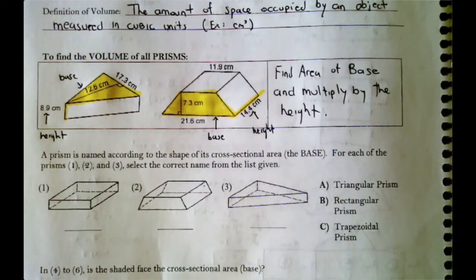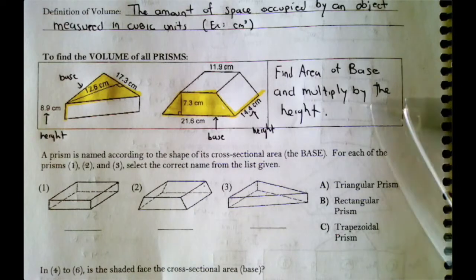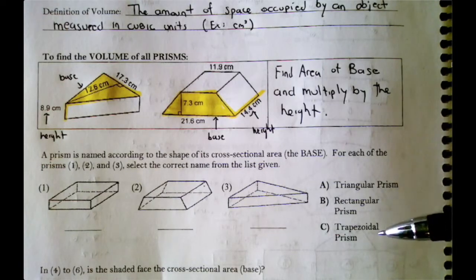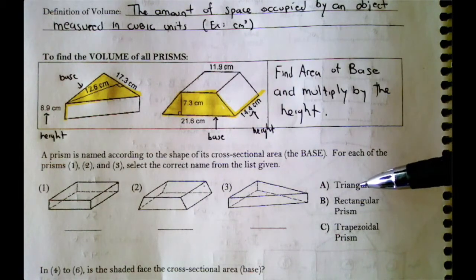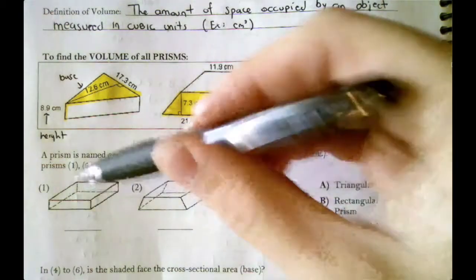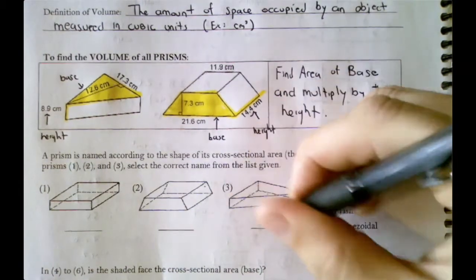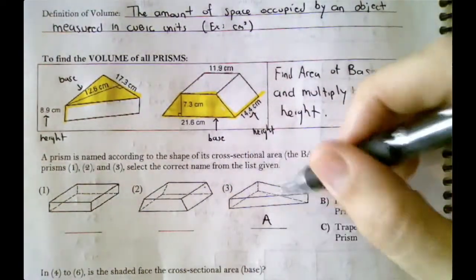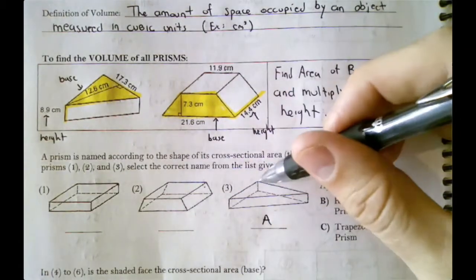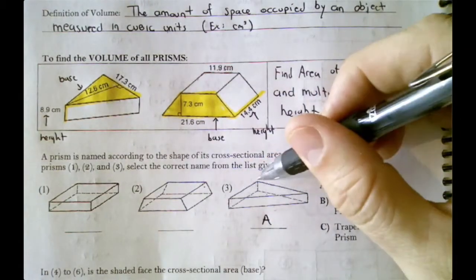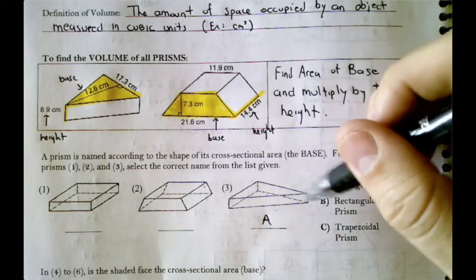A prism is named according to the shape of its cross-sectional area. So it's named by the base. For each of the following prisms, select the correct name from the list given. So we have triangular prism, rectangular prism, and trapezoid prism. So that means the base of the first one's going to be a triangle. So if we go look at the 3 shapes, which one has a triangular base? The answer is 3. 3 has the triangular base, so this is called a triangular prism. So we would need to find the area of the triangle on top and then multiply it by the height.